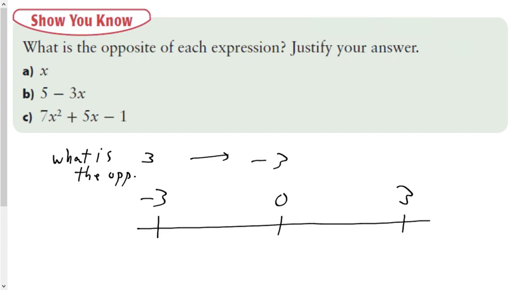We can always numerically represent the opposite because the distance on a number line from 0 to 3 is the same as the distance from 0 to negative 3. So they are equidistant from 0, which is how we always thought about numerical opposites. When we approach the idea of algebraic opposites, the same thing is true.